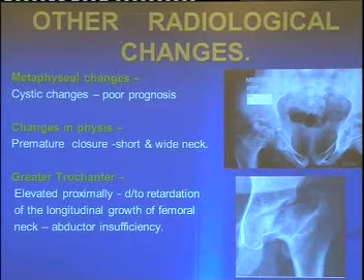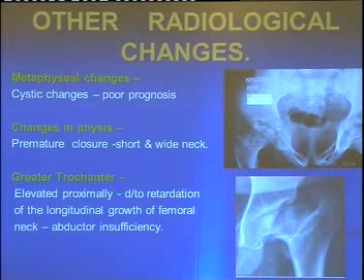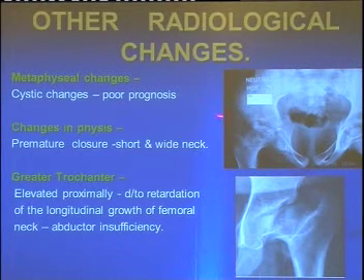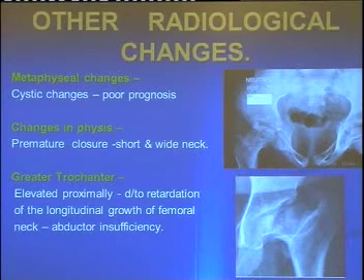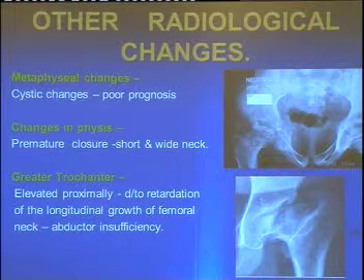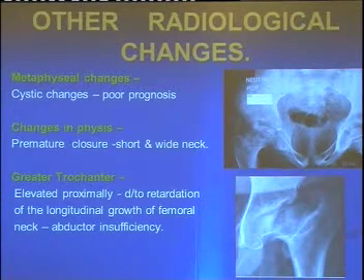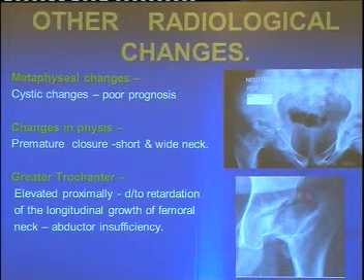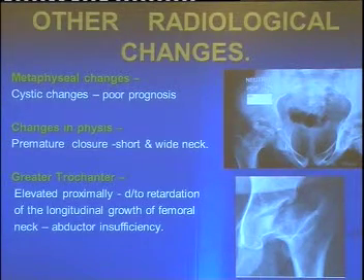There are changes in the physis also, because physis stops growing. When the physis stops growing, neck becomes short, neck becomes wide, and the physis also tries to become horizontal. It is almost like this. Here the physis tries to become horizontal. Because neck stops growing, greater trochanter becomes elevated. This is the greater trochanter that is elevated here. This leads to the Trendelenburg gait.